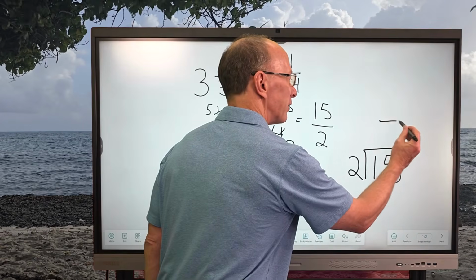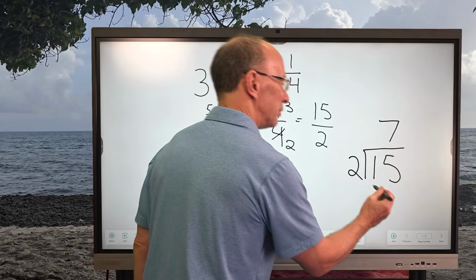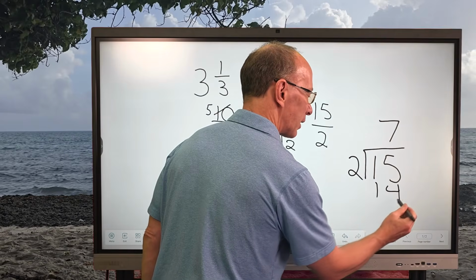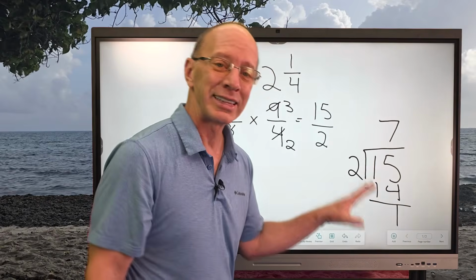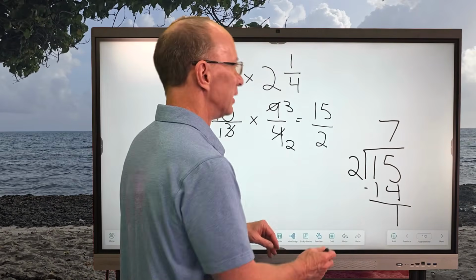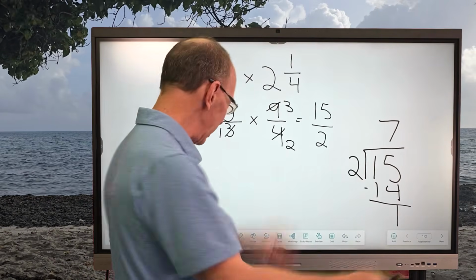So I'm going to put the 7 right here. 7 times 2 equals 14. Subtract. And then we have the 1. And now we're going to write this as a fraction, all right? And I'm going everywhere on this board.